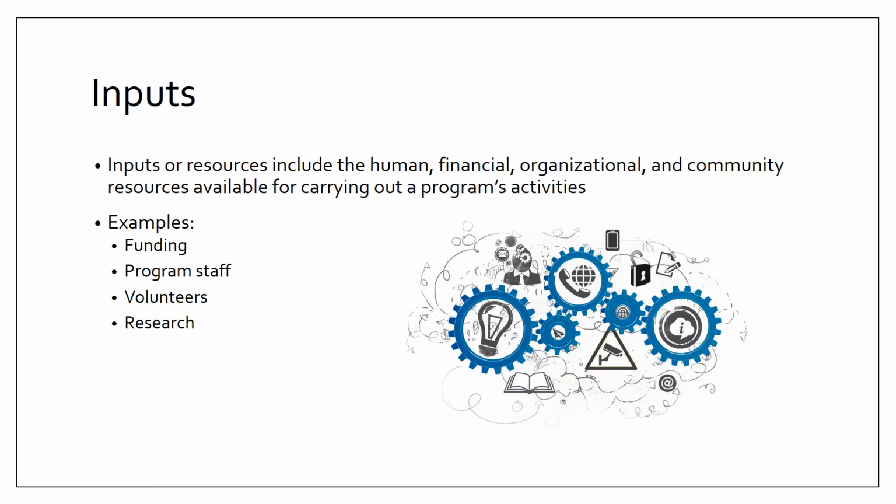So we're going to talk about each of those elements individually. First, starting with the far left side of your logic model, we have the program's inputs, also called resources. Inputs or resources are considered essential for a program's activities to occur. They may include a combination of human, financial, organizational, and community-based resources that are available to a program and are used to carry out the program's activities. So for example, if we think about our example before about fall prevention, some things might include funding, program staff, volunteers, and fall prevention research.